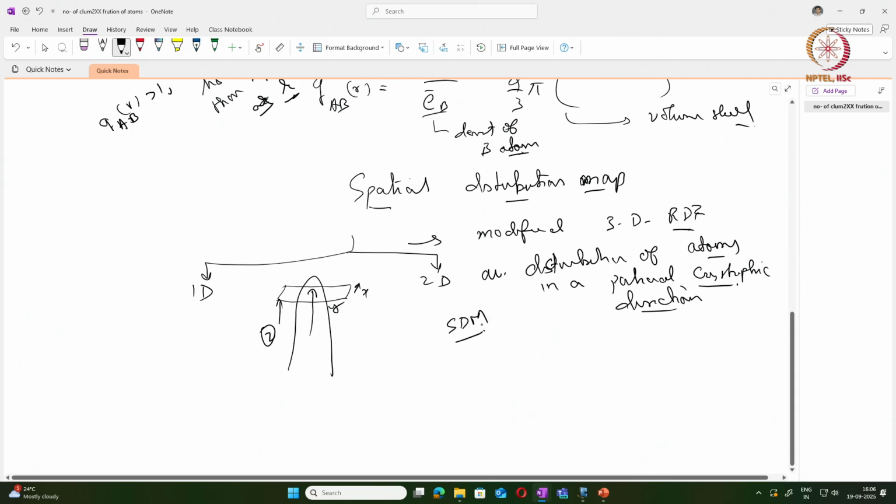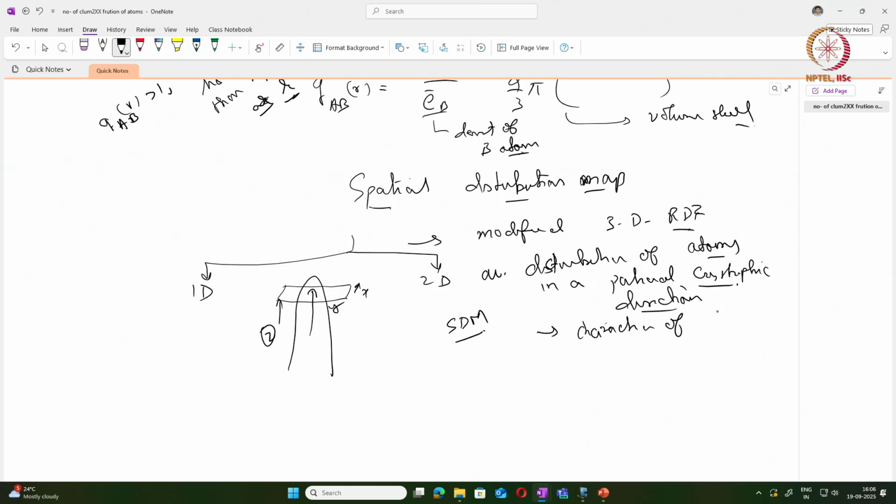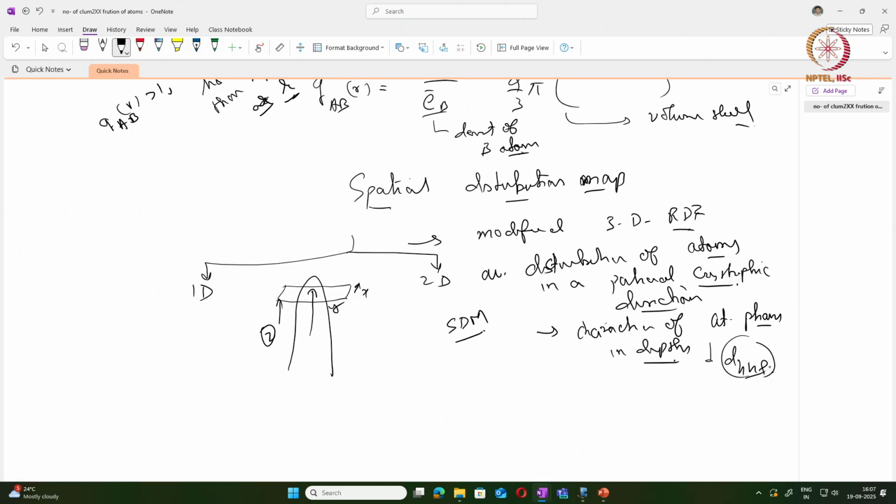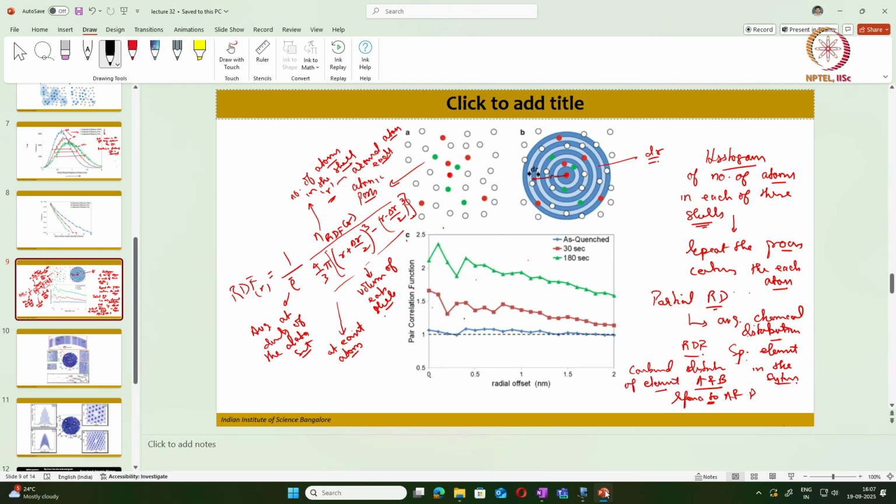Usually these SDMs are very helpful in characterization of atomic planes in depth, okay, through reconstruction. So these atomic planes means you can actually calibrate the dHKL value along the Z direction by using these SDMs. Okay, so I will give you some brief examples of this utilization of SDM.